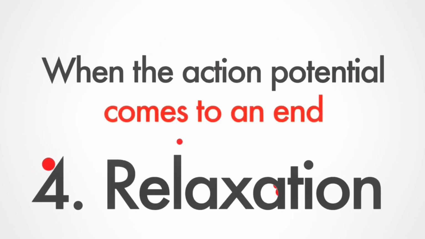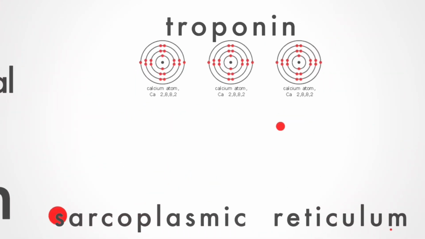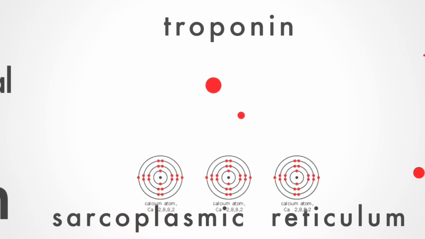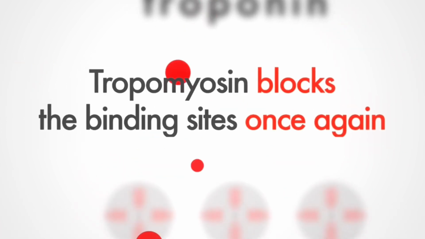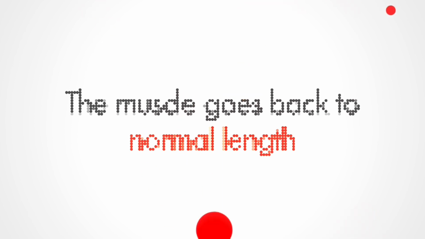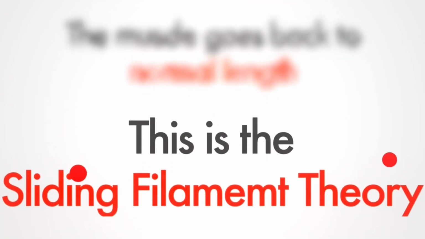Relaxation. When the action potential ceases and the calcium ions are pumped back into the sarcoplasmic reticulum, the regulatory proteins block the myosin binding sites. Once again, the myosin heads detach from the actin filaments and the muscle returns to its original length and relaxes. This is the sliding filament theory.